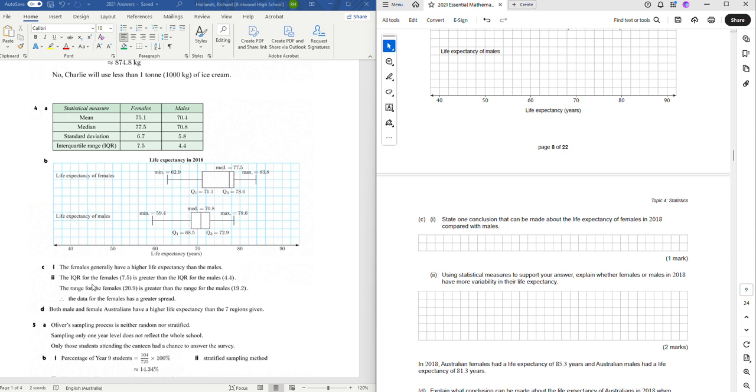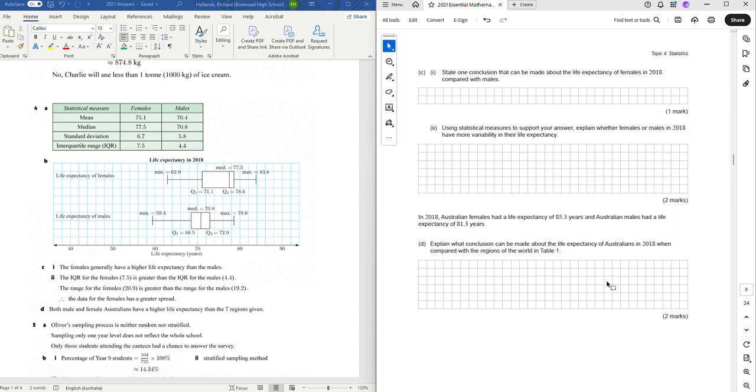If you were to say the interquartile range and the range are X, and the interquartile range and the range for males is X, it doesn't really flow on too nicely. All right, compare apples with apples at the same time.